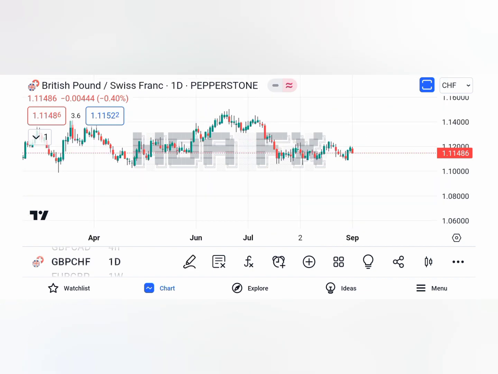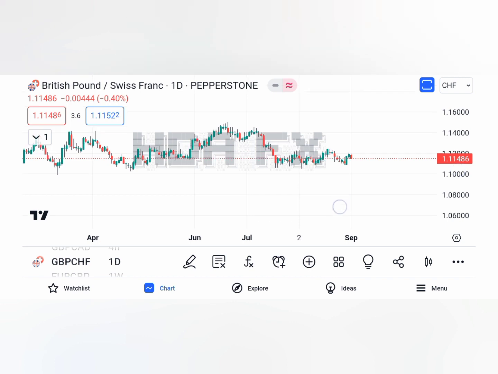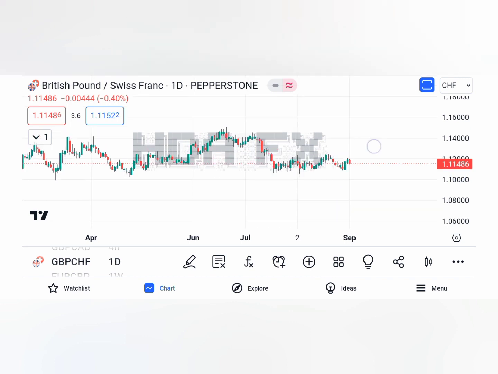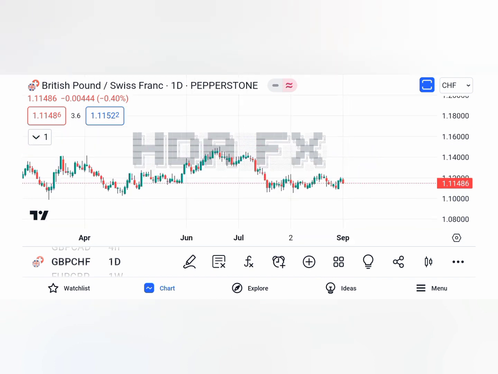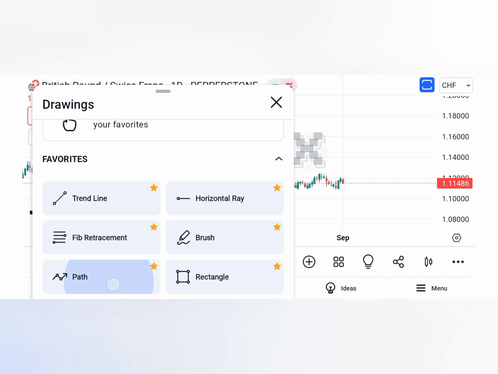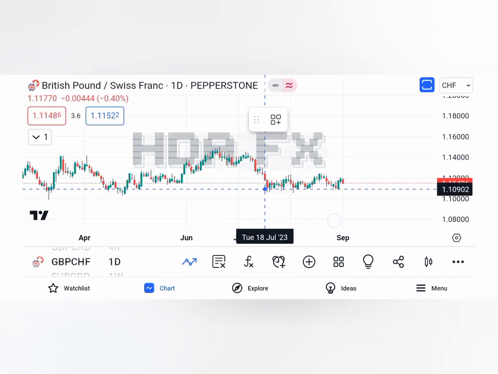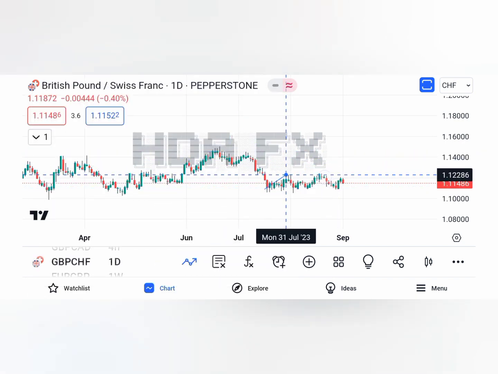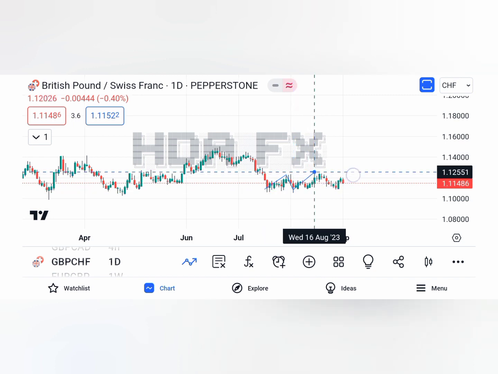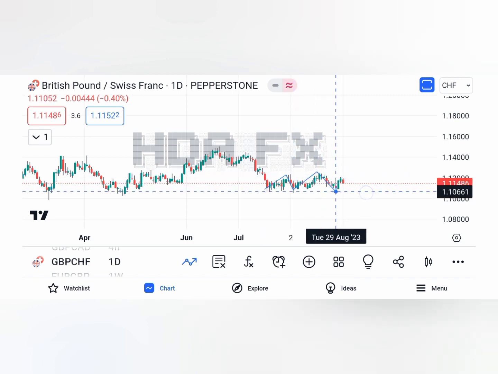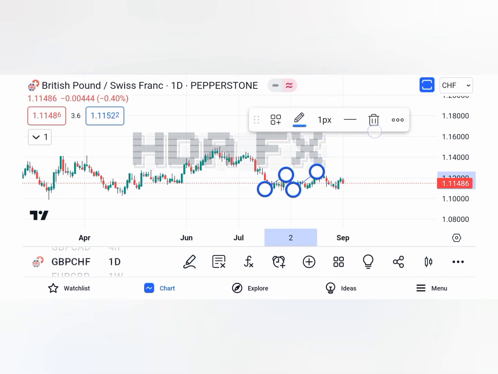So now looking at GBP CHF also. On GBP CHF also, if you are to study recent price action, we can see that price is ranging. Price is kind of in a range, moving sideways. So price is ranging on GBP CHF on the daily time frame.